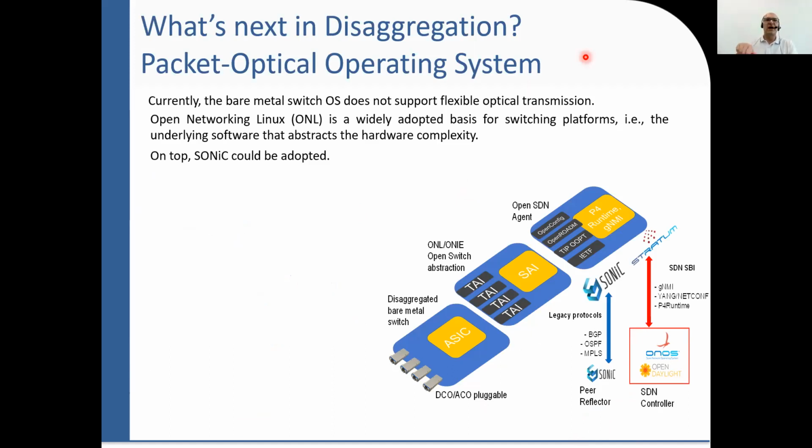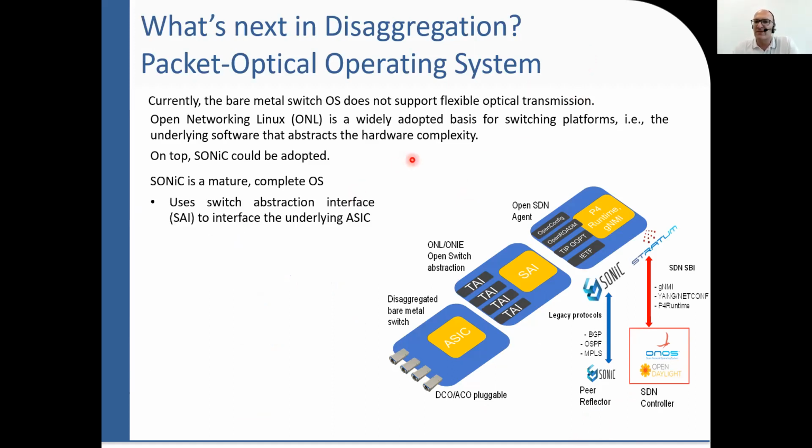We also would like to have an open operating system as an underlying technology. Open Network Linux could be a solution, but is not extremely efficient. And on top, we may need something that helps take advantage of the underlying packet switch network. For example, Sonic is a mature operating system used in production data center networks, but was designed for data centers.